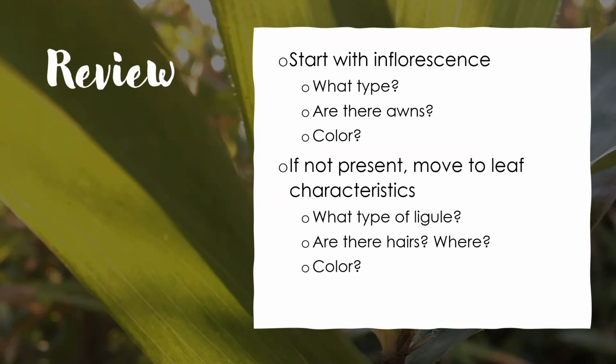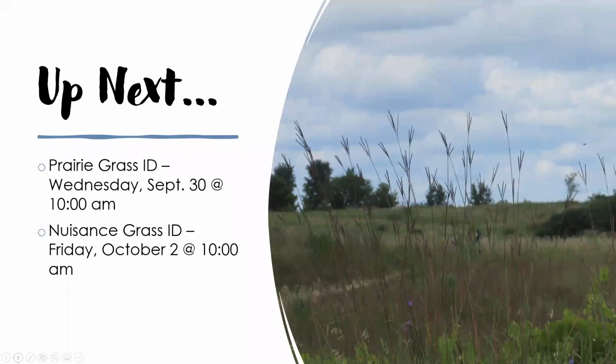If you don't have that inflorescence, always move on to leaf characteristics. Look at the ligule first. Is there a ligule? What type of ligule is it? Are there hairs on the leaves? Where are they? How would you characterize them? And then is there any distinctive color? We talked about one grass that's more gray-green than bright green. That may be helpful for you in distinguishing it from other species. So again, just a basic review of some things to keep in mind when you're identifying these different grasses.